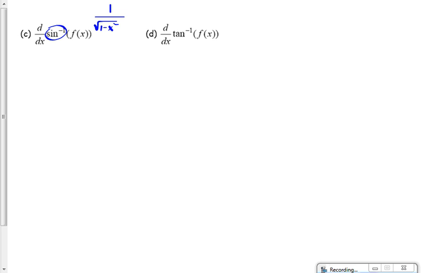Change x to f of x. So the derivative of sine inverse of f of x would be 1 over square root 1 minus f of x squared. But since I had a function on the inside, what else do I need to do? Find the derivative and multiply by it.